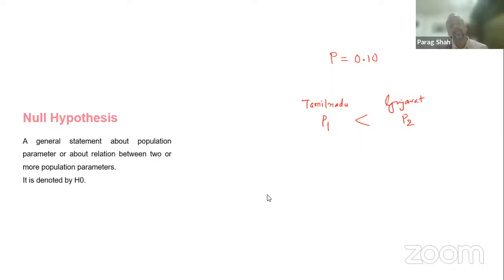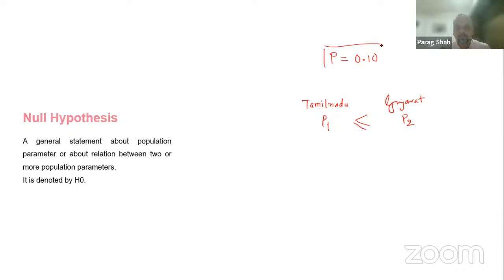Okay, so we say that Gujarat is having more diabetic patients compared to Tamil Nadu. Now again, this is your null hypothesis. Okay, I'll say Gujarat is having more or at least greater than that of Tamil Nadu. Now this is also null hypothesis.